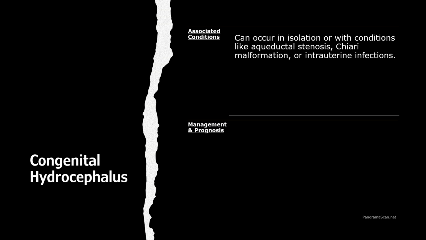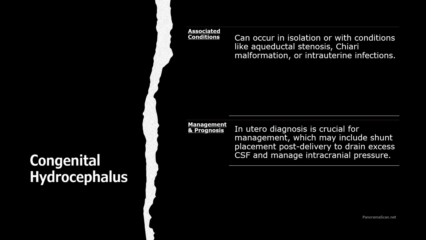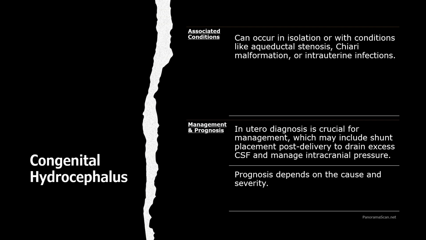Let's now discuss the management and prognosis of congenital hydrocephalus. Early and accurate intrauterine diagnosis is critical for planning appropriate care. Advanced imaging techniques like 3D and 4D ultrasound play an essential role in identifying the condition and monitoring its progression throughout pregnancy. After birth, management typically involves shunt placement to drain the excess cerebrospinal fluid.